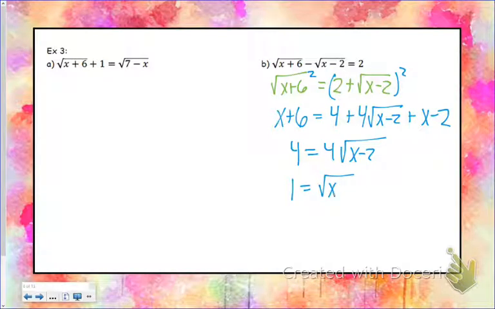Divide both sides by 4. Then I can square both sides. So 1 is equal to x minus 2. So I get that x is equal to 3. That's my only answer. I do want to double check, make sure it works. Plug it back into the original. So the square root of 9 minus the square root of 1 is equal to 2. So that is a correct answer.